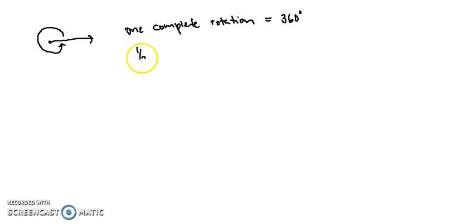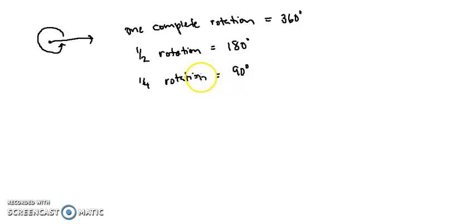So that means that a half rotation is 180. Okay, and those two should be fairly familiar to you. If you spin around one whole time, that's 360. If you go halfway around, like a U-turn, that's 180. And then, of course, 1/4 of a rotation would be 90 degrees. So at least that much should be familiar to us.